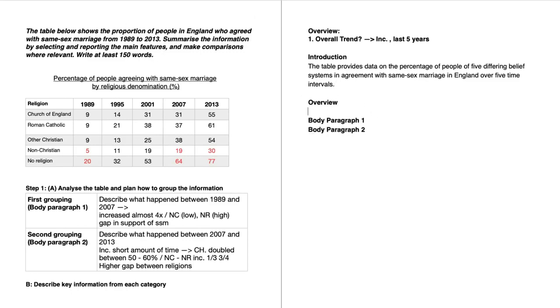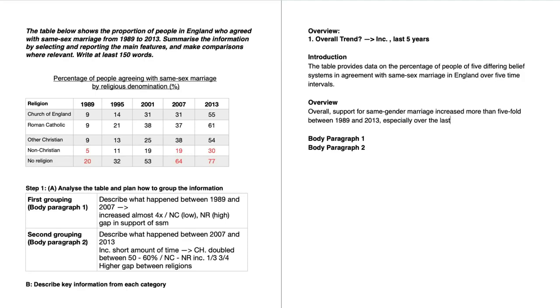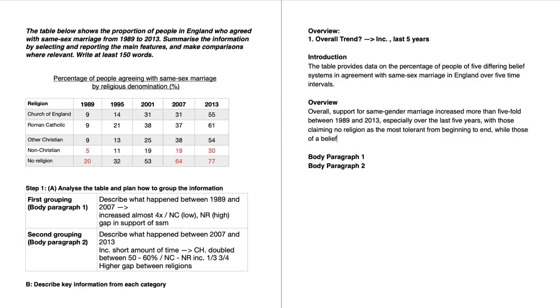So I'm going to go straight to the overview. And remember, we're going to use these notes up here. So I'm going to say, overall, support for same-gender marriage increased more than 5-fold between 1989 and 2013, especially over the last 5 years, with those claiming no religion as the most tolerant from beginning to end, while those of a belief different to Christianity remained the most conservative. And that is exactly what we talked about earlier.